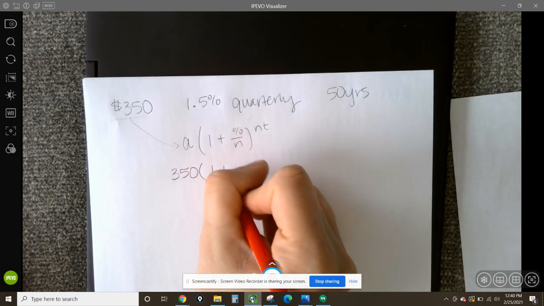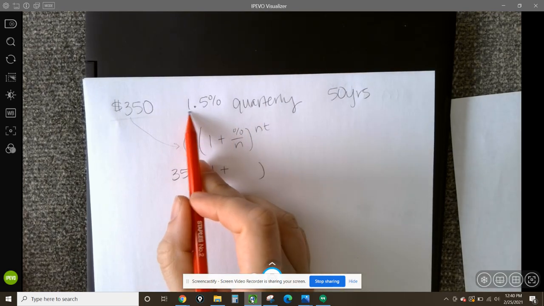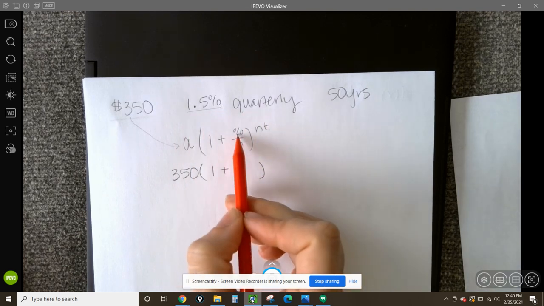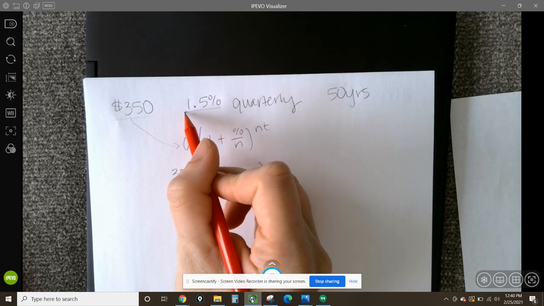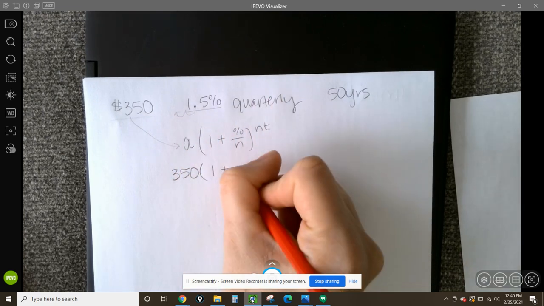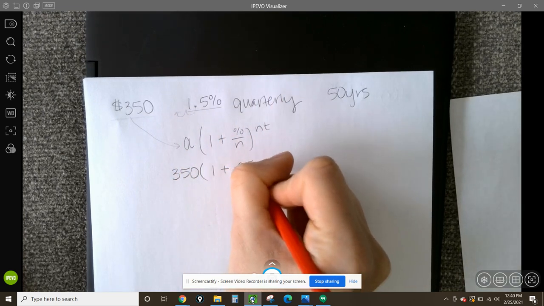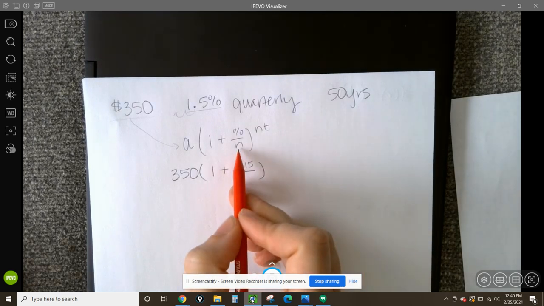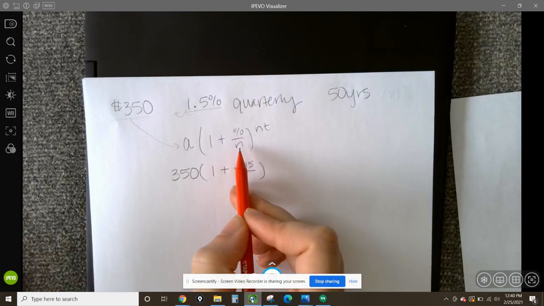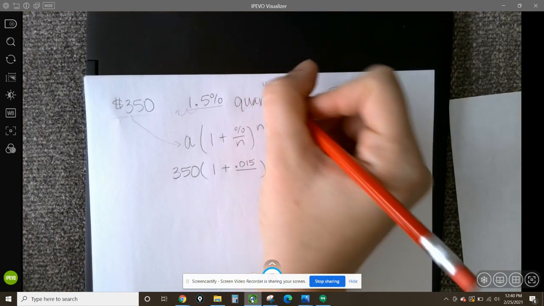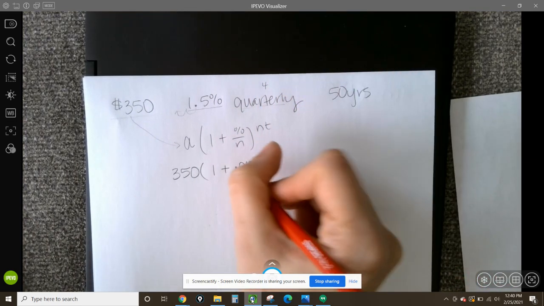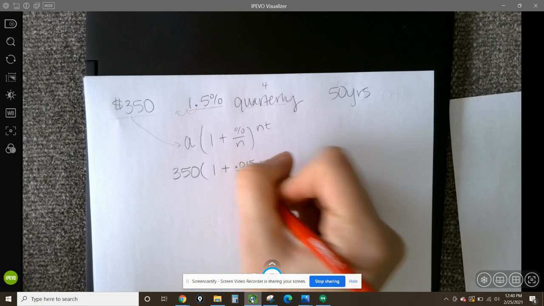Then you always have this 1 plus the percent, 1.5%. Now we're going to write that as a decimal. So when you change a percent to a decimal, you just move the decimal point backwards two. So this becomes 0.015. And we're going to divide that by n, which is how many times we're compounding. So for quarterly, we're compounding 4 times because there's 4 quarters in a year. So we're going to divide that by 4.